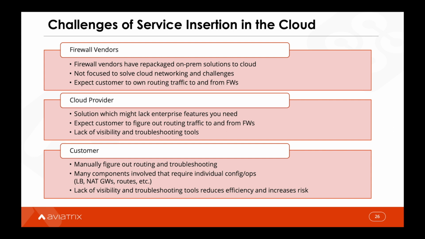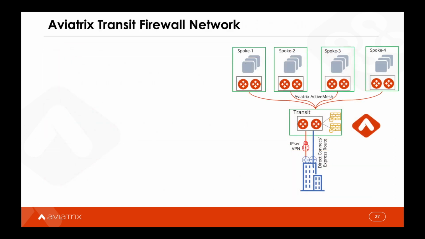In order to build an enterprise-grade design, there are many advanced components that need to be involved, such as load balancers, source NAT, and route tables. And each CSP has a different approach to handling these components. Even after handling all of that, you're left without visibility and troubleshooting tools. The solution is to use the Aviatrix Transit Firewall Network, also known as FireNet.